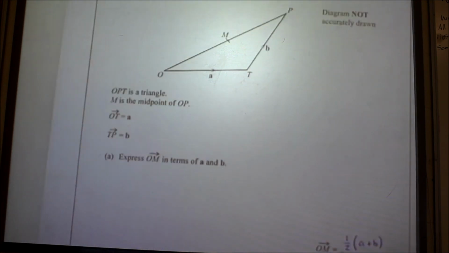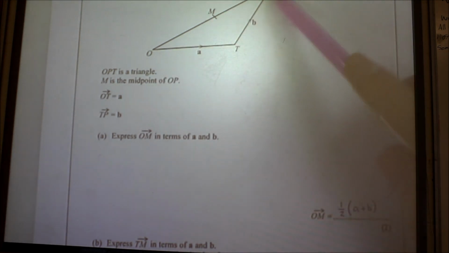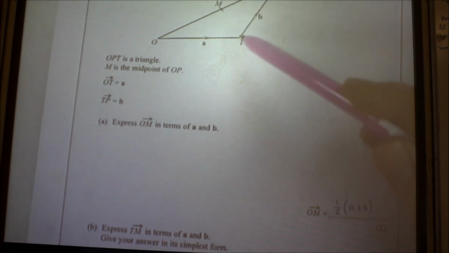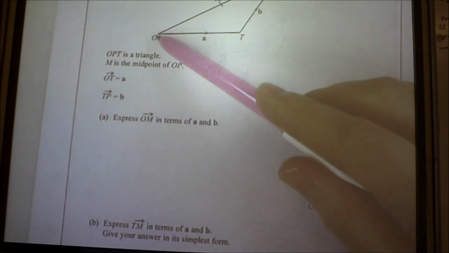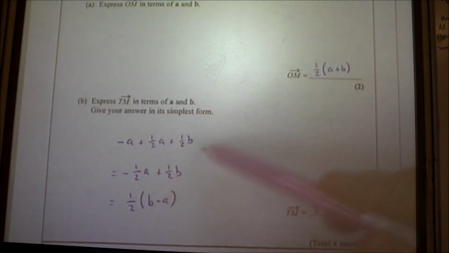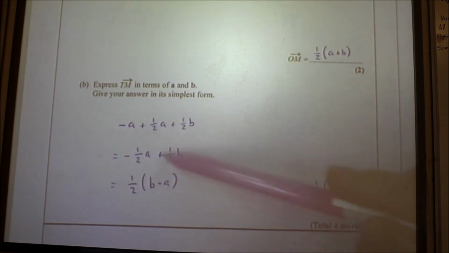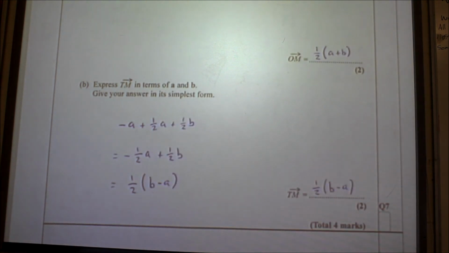Question number 7, a couple more here. Express OM in terms of a and b. Well, OM is half of OP, which would be a add b, so it's half a add b. And express TM, so it would be minus a, add that. So it's minus a, add half b. Simplify this a little bit, factorise it, and that's what you get.